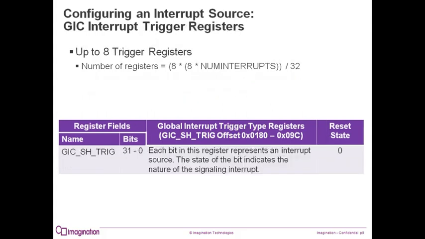You can configure the type of the interrupt source by using the trigger registers. There are enough trigger registers to cover the number of interrupt sources implemented. The calculation of the number of registers is the same as for the polarity registers. If a bit is set to 0, the interrupt is level type. If the bit is set to 1, the interrupt is edge type. The next slide will show you how to configure it to single edge or dual edge.